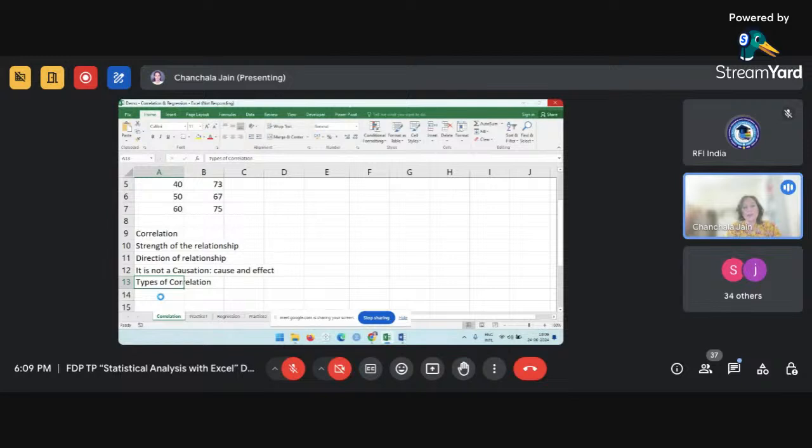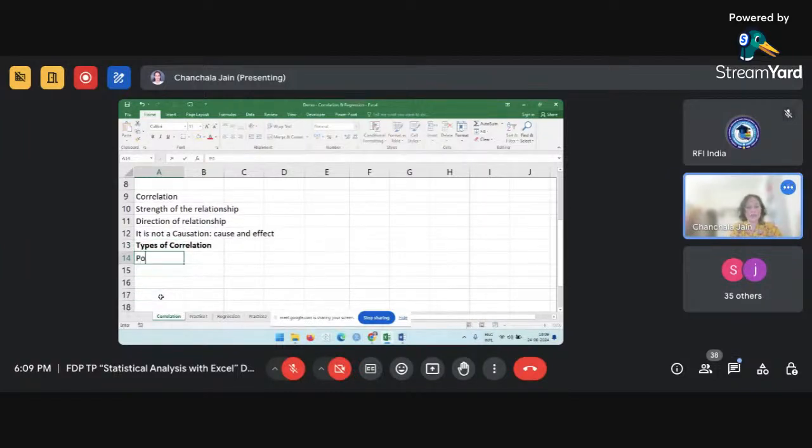So if I talk about types of correlation, there are mainly two types: the first one is positive, and the second one is negative correlation. Positive means when the change of direction is the same, it is positive correlation, and when the change of direction is opposite, it is negative correlation.